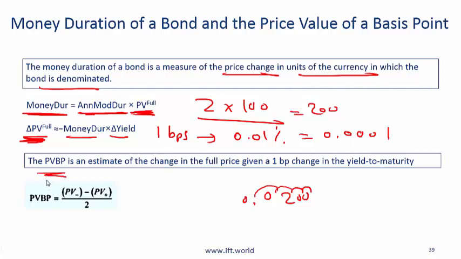So what is the change in price of the bond if there is a 1 basis point change in interest rates? The other way to calculate the price value of a basis point is to say that you come up with PV minus, the price of the bond if interest rates go down by 1 basis point, minus PV plus, the price of the bond if interest rates go up by 1 basis point, divided by 2.